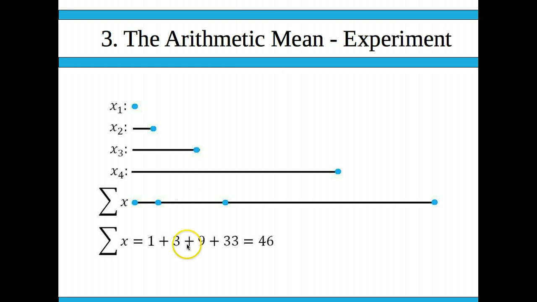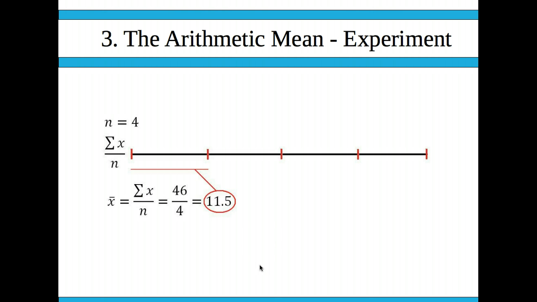You can see I'm adding them up here because we need a sum of x for our formula, and that's what I've done here visually too. I've just added up the distances. So this is our total distance from 0 when you add up all the distances that our observations have, and that equals 46. So our sum of x is 46.